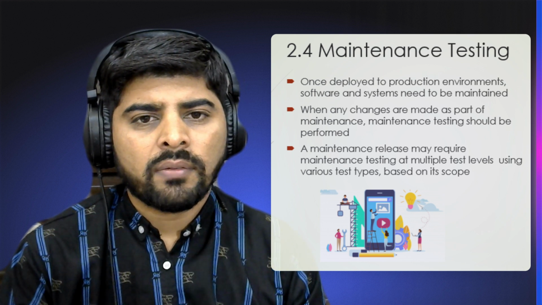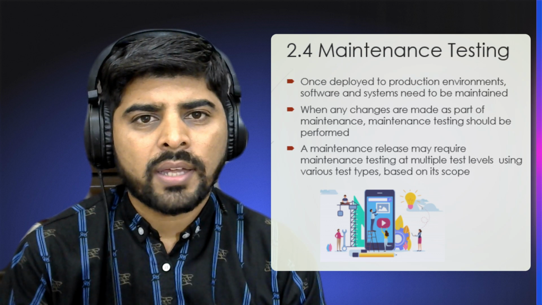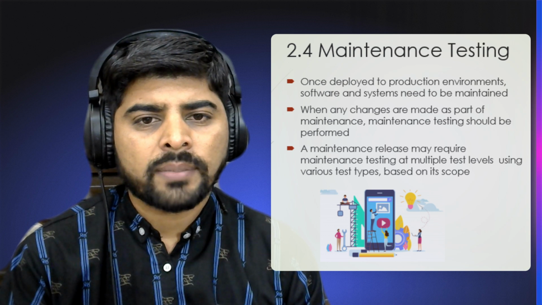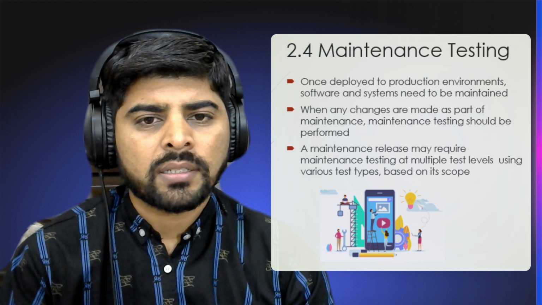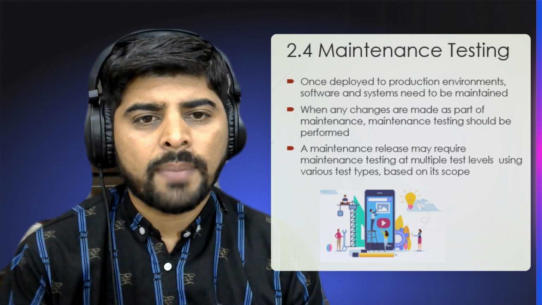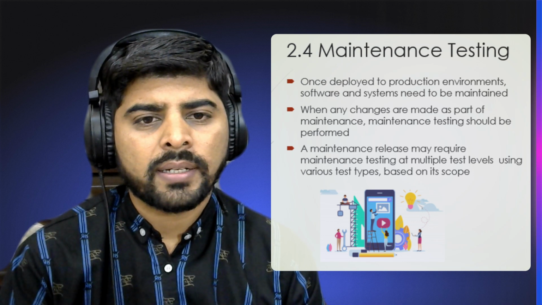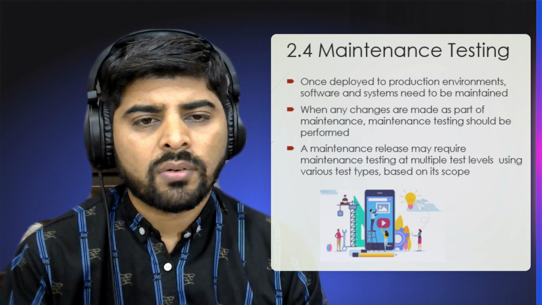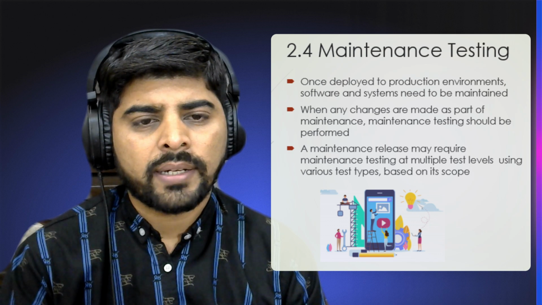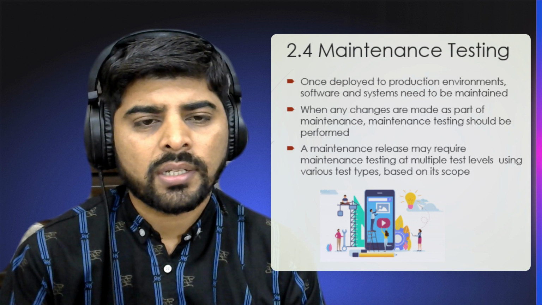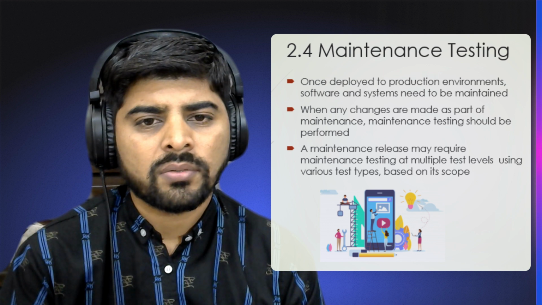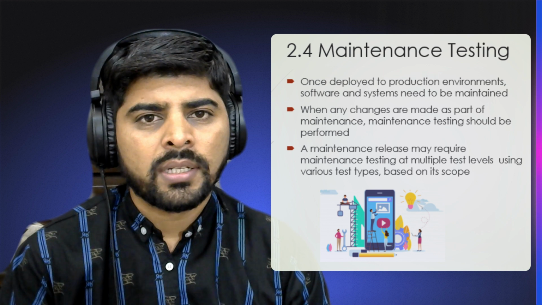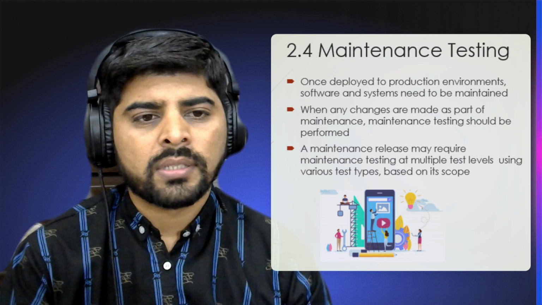So maintenance testing is very important. When any change is made, maintenance testing should be performed as part of maintenance. A maintenance release may require maintenance testing at multiple test levels. Multiple test levels means it can be unit, integration, system, acceptance, using various test types based upon its scope. So it depends upon its scope.